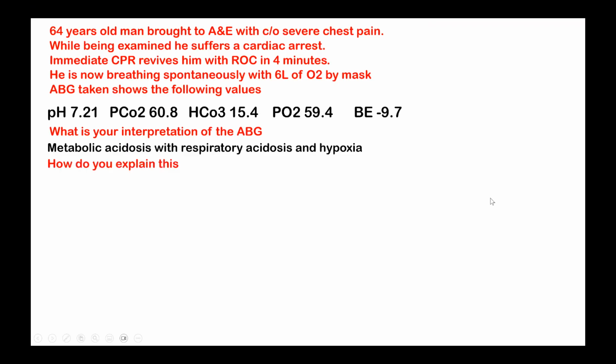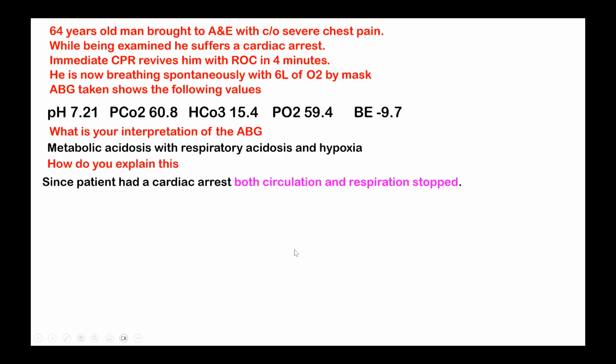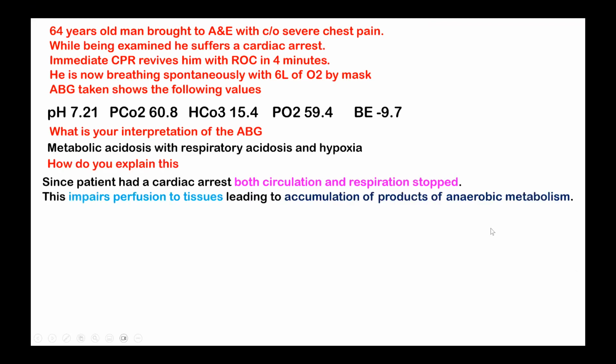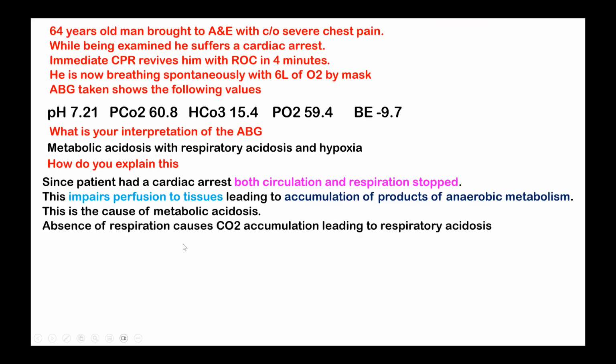So how do you explain this condition? Why has this happened? The explanation is patient had a cardiac arrest, so both circulation and respiration would have stopped. It impairs perfusion to the tissues, leading to accumulation of products of anaerobic metabolism. This is the cause of metabolic acidosis. The absence of respiration for quite some time leads to CO2 accumulation, leading to respiratory acidosis.